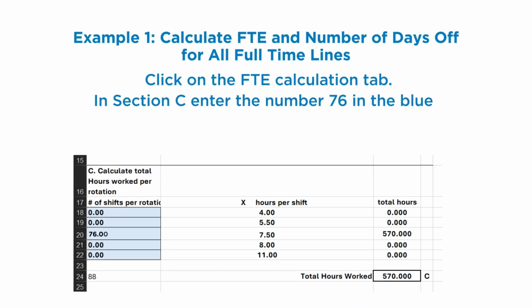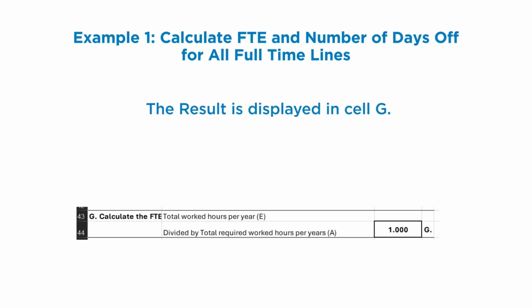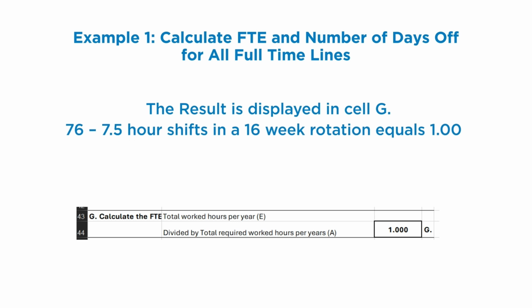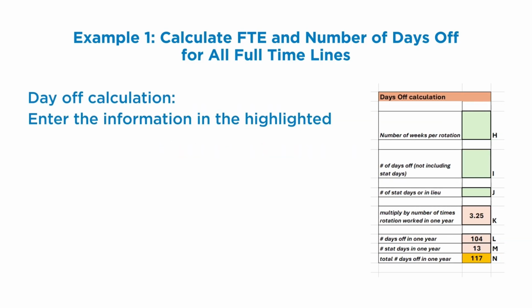In section C, enter the number 76 in the blue highlighted cell that aligns with 7.5 hours per shift. The result is displayed in cell G. 76 7.5-hour shifts in a 16-week rotation equals 1.00, which is a full-time position. Moving to the day off calculation on the right, enter the information in the highlighted green cells.